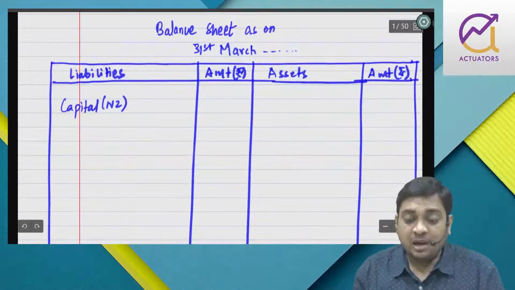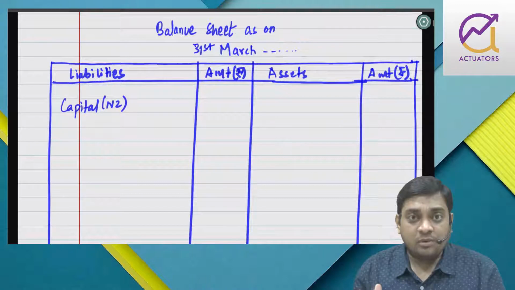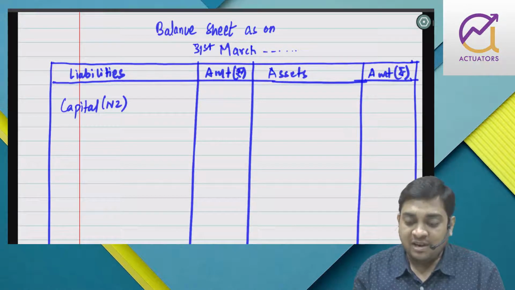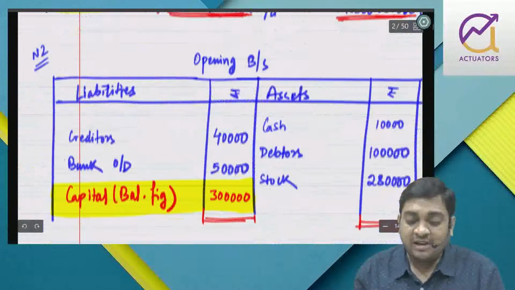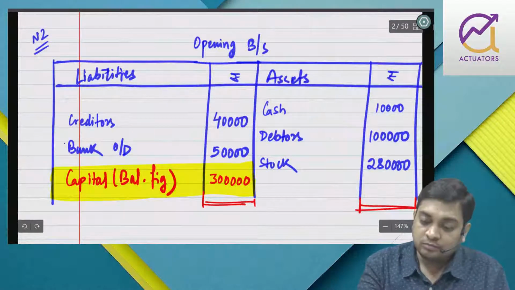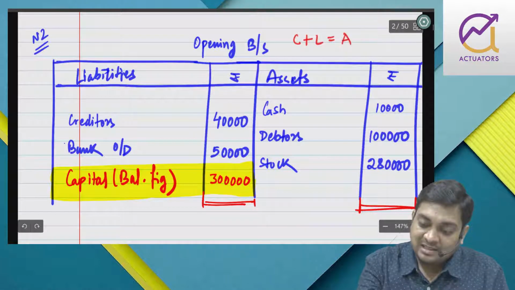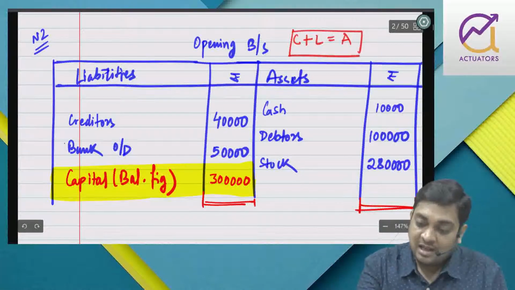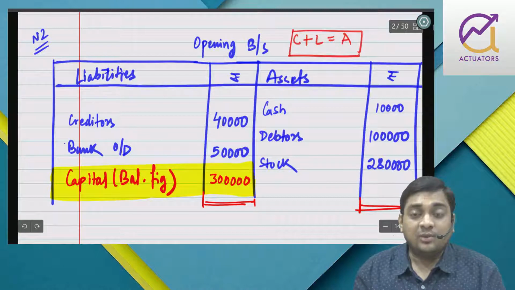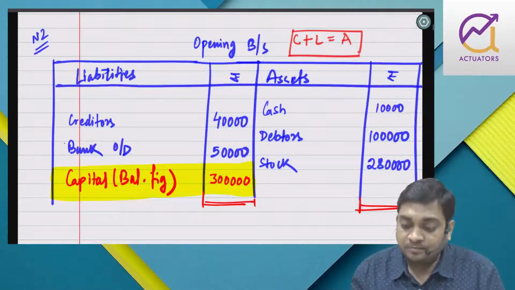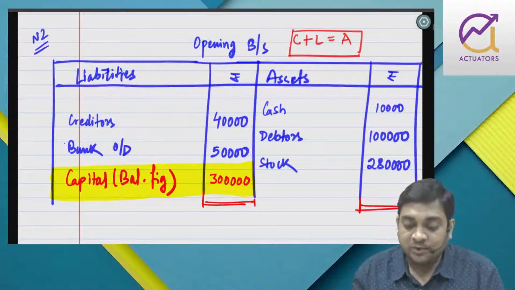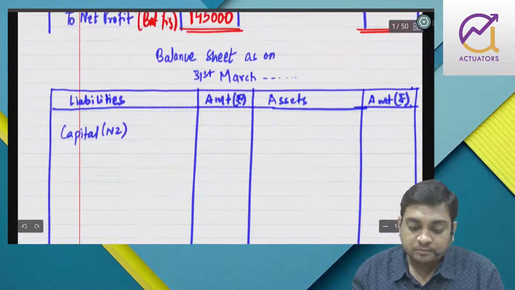So now you see the point you're getting stuck, you're preparing the account, right? So you don't know the opening capital, so you prepare the opening balance sheet. You know the dual aspect concept, that is capital plus liability is equal to asset. This is the dual accounting equation, dual aspect concept. So you have assets, you have liabilities, you get capital as balancing figure, right?